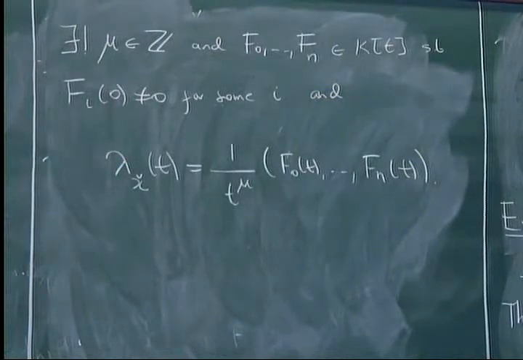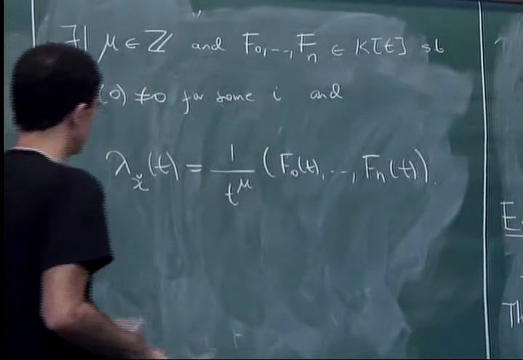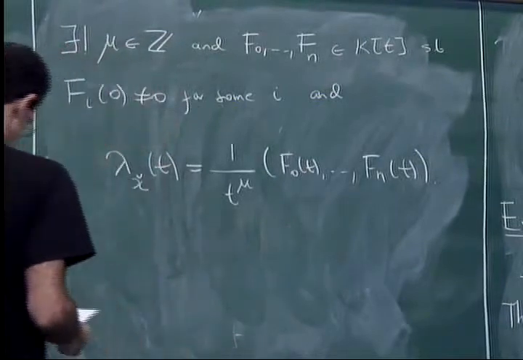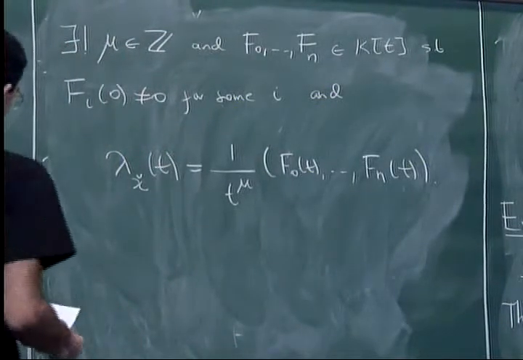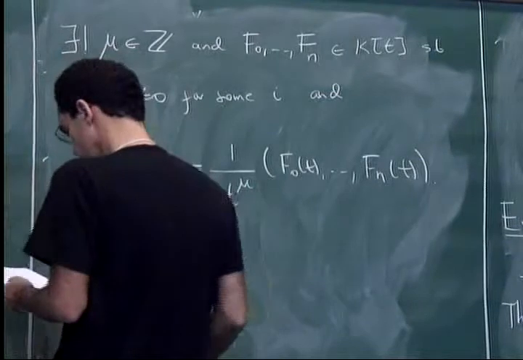All functions are of this form, like f i of t over a power of t. So we organize them in this way. This is a unique way of doing that. So you have this integer here, mu.